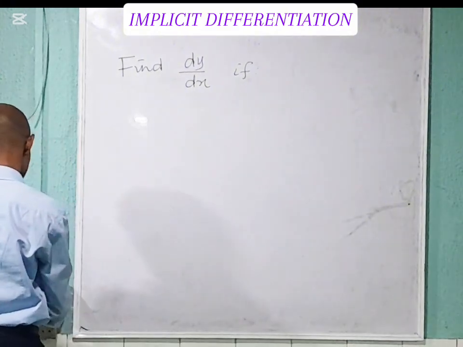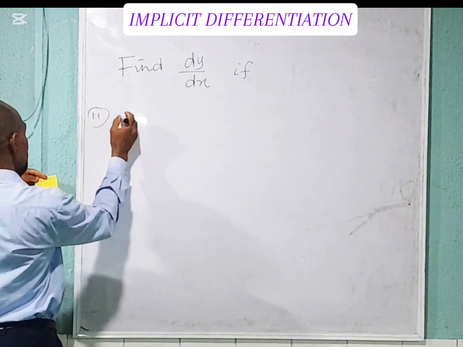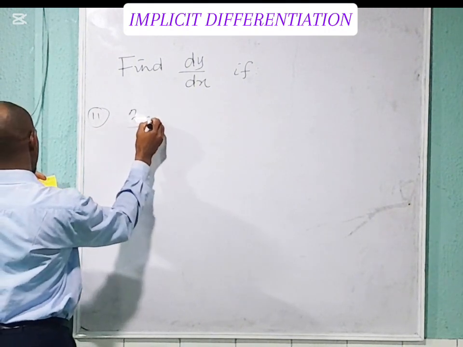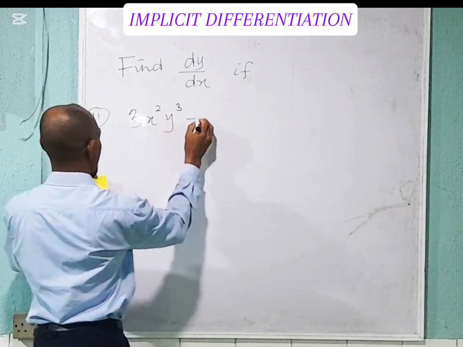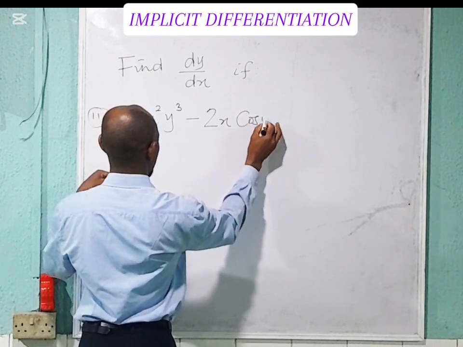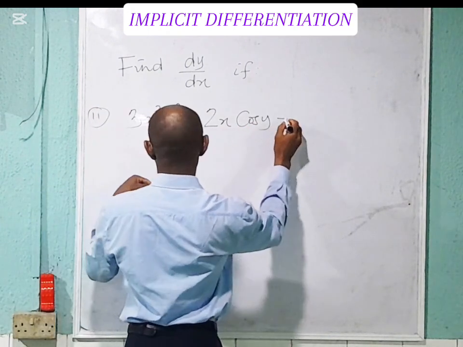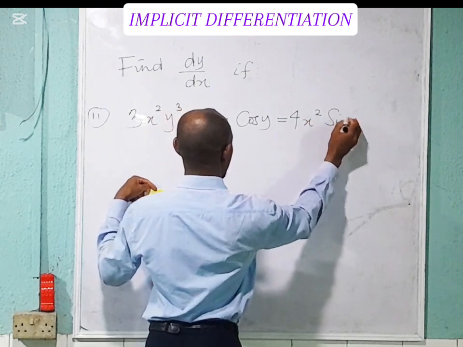Now, our question 2 goes thus. Find dy/dx here, if 3x squared y cubed minus 2x cos y equals 4x squared sin y.